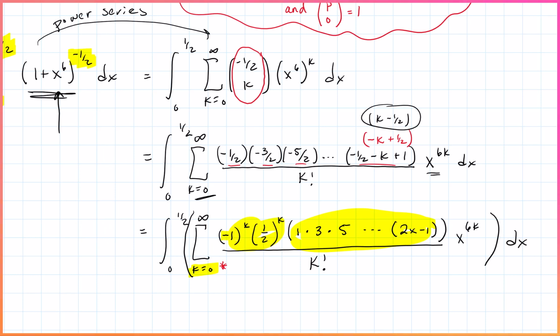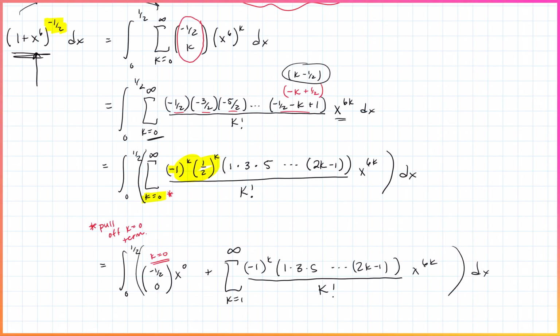I just noticed that I wrote 2x minus 1. That should have been a k: 2k minus 1. I think I was looking ahead and thinking about my x factor next. So what we need to do here with this little star is pull off the k equals 0 term. So I'm going to go ahead and do that. Let's pull off the k equals 0 term, and then we can integrate this.